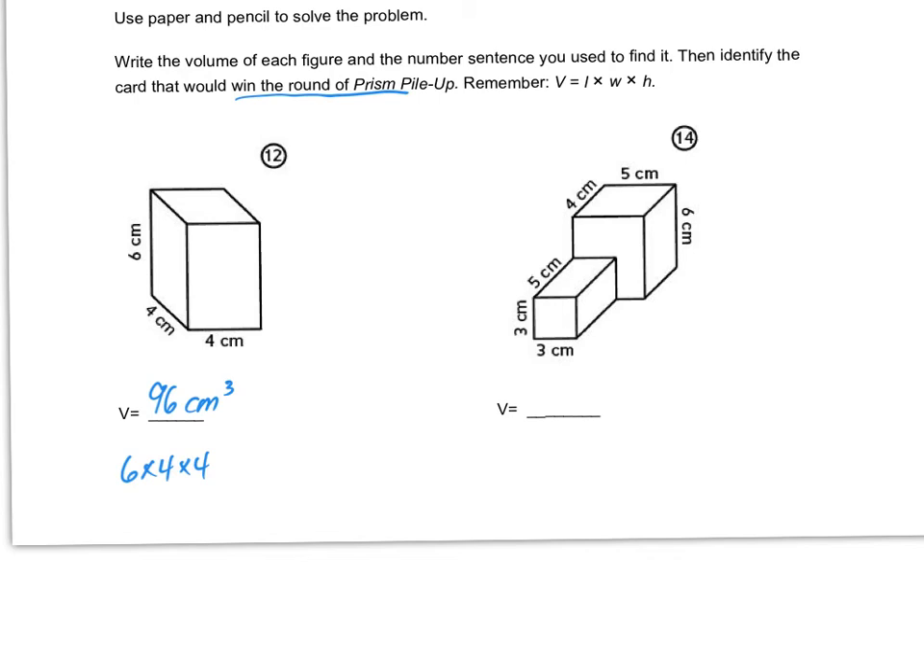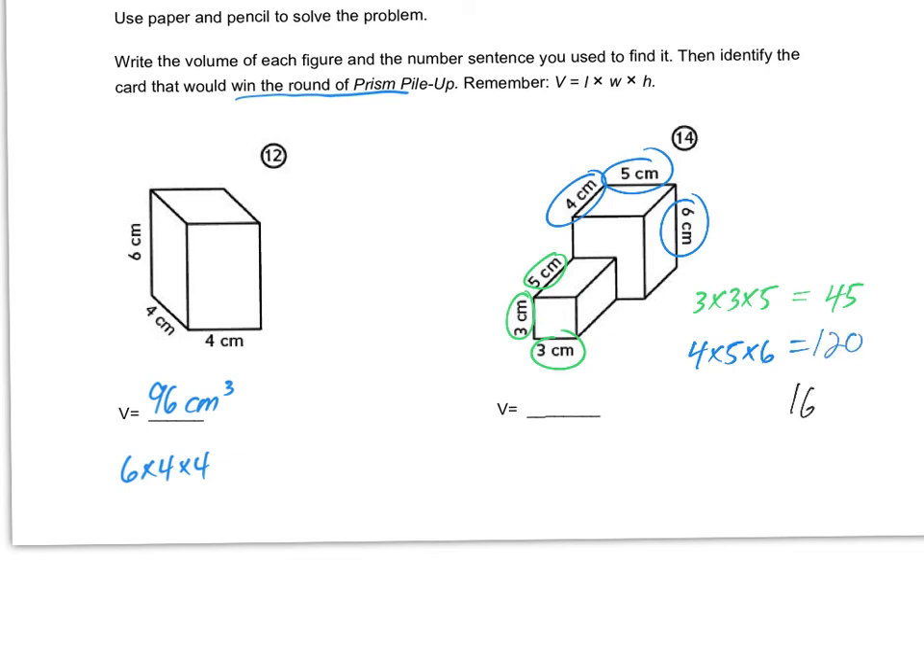Now over here we actually have 2 prisms that we'll need to combine. So our first one will be 3 times 3 times 5, which gives us 45. But we're not done. We need to calculate that with the back. The back is 4 times 5 times 6. And as you can see already, it looks like this is going to be our clear winner. 4 times 5 is 20, times 6 is 120. Our final step is we need to add those together for 165 centimeters cubed. So our volume is 165 centimeters cubed.